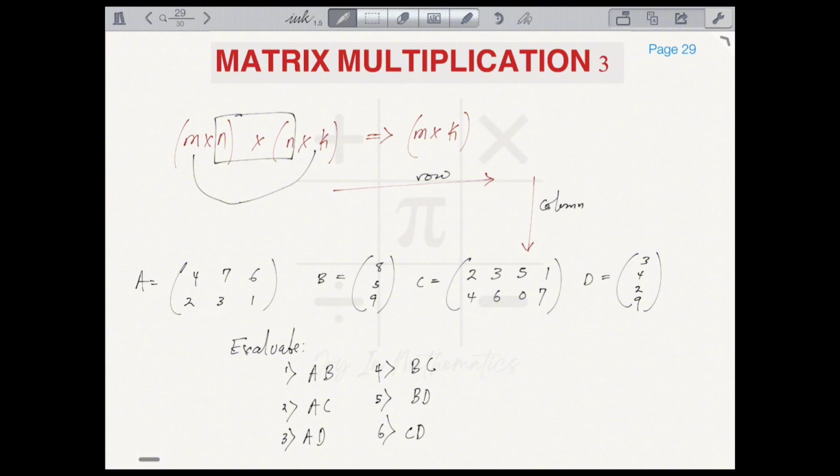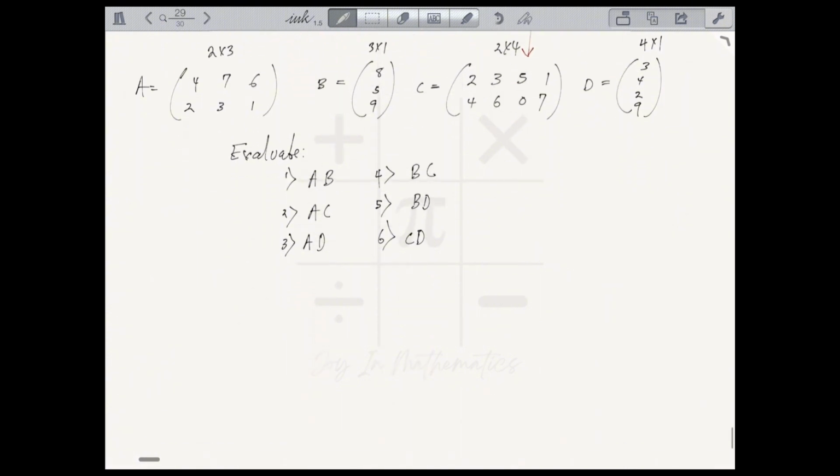Now we have four matrices here. The first one is A, which is a 2 by 3 matrix. The second is B, which is a 3 by 1 matrix. The third is C, a 2 by 4 matrix, and here is D, a 4 by 1 matrix. We are asked to evaluate the following: AB, AC, AD, BC, BD, and CD. It's quite interesting, so let's begin with number one, AB.